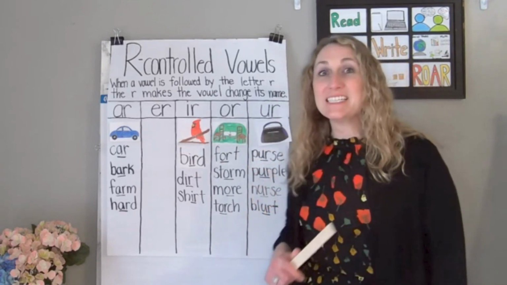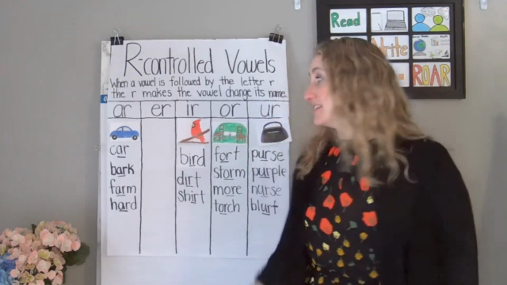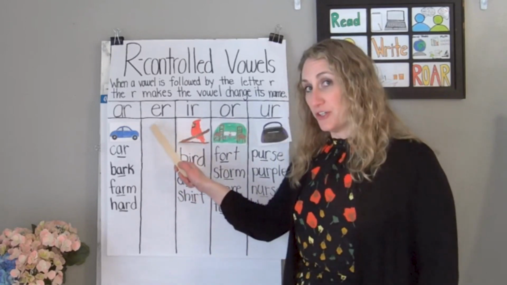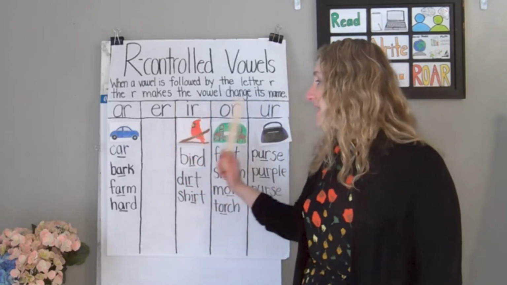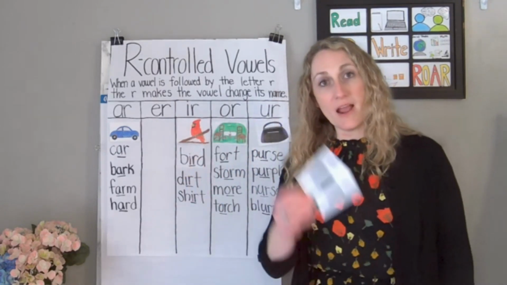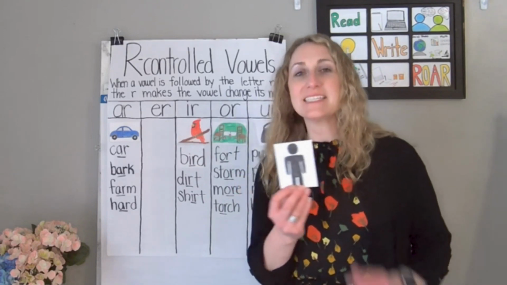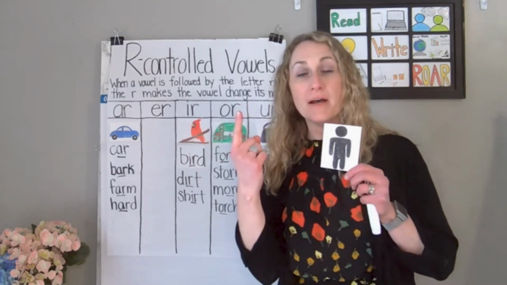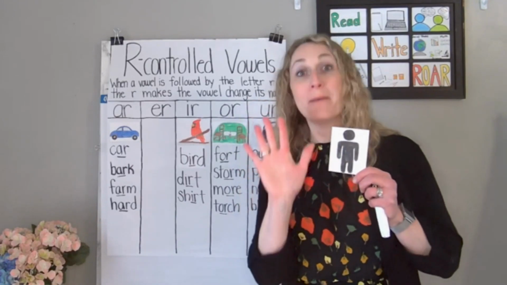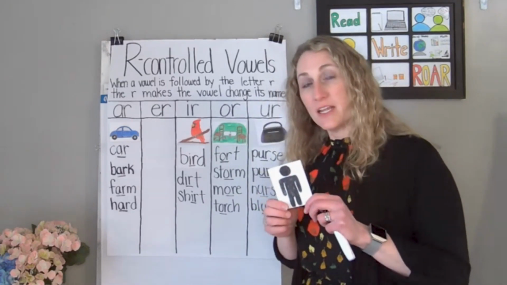Purse. Today, we're talking about our final R-controlled pattern, and that is the ER pattern. Guess what? ER says /er/ just like in bird and purse. Our keyword for ER is going to be person. Can you say person? Let's think about those sounds. Person. I heard the /er/ sound in person.